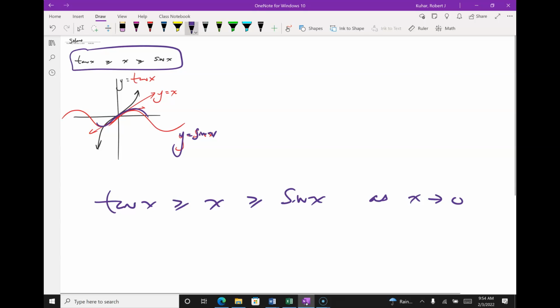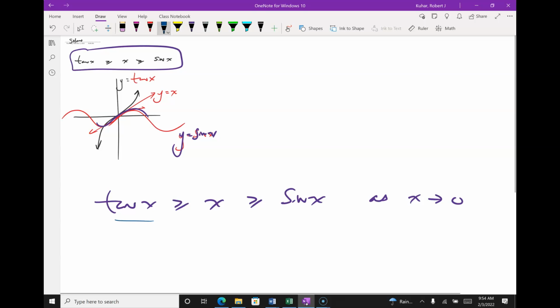What do you want to do? Grace, what do you think? Multiply by what? Multiply everything by sine? I like the idea of using the sine, but I don't want to multiply. Divide by sine. Let's divide it by sine.